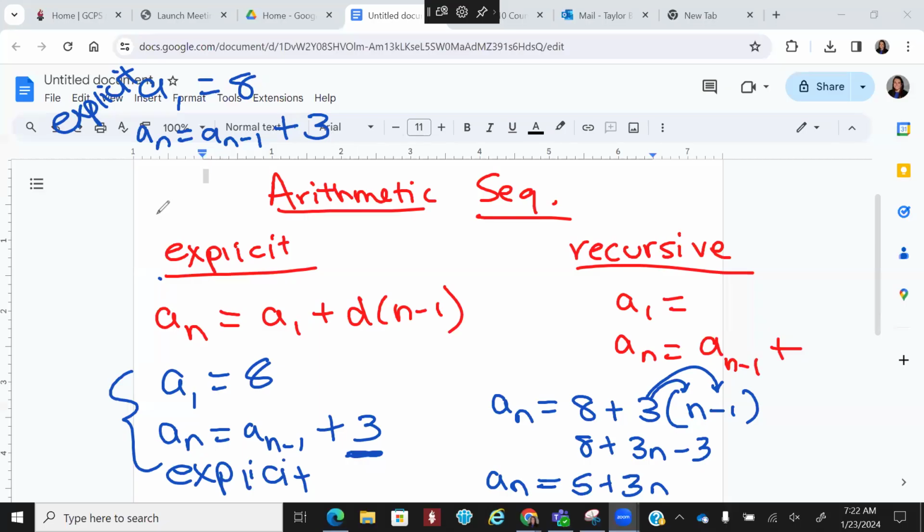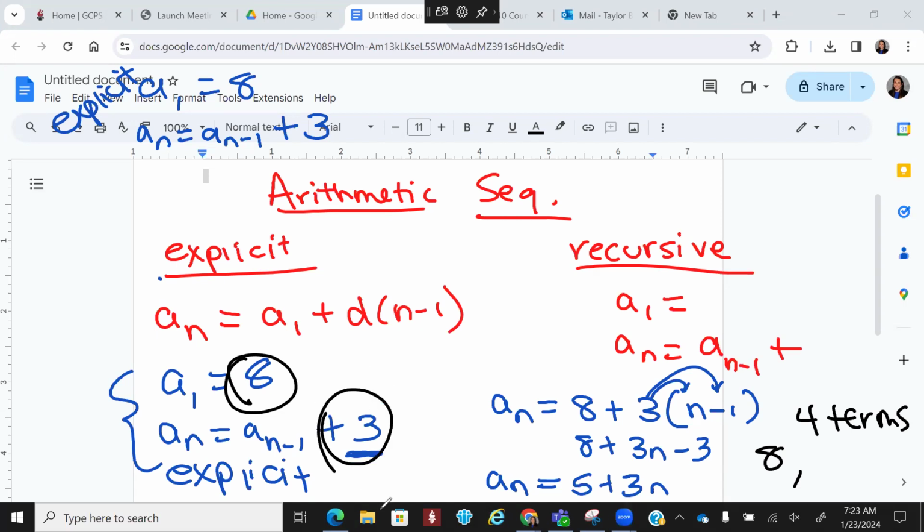So find the first 4 terms of this sequence. We know that the first term is what? 8. Can you find the next one? Okay, so what'd you get? Let's go back to the recursive. What are we adding by each time? 3. So what's 8 plus 3? And then what's 11 plus 3? And then what's 14 plus 3?